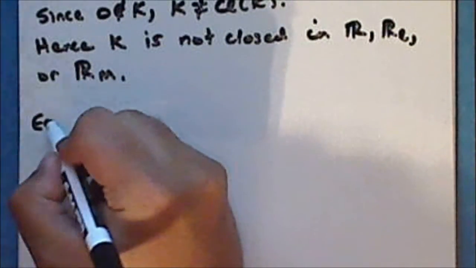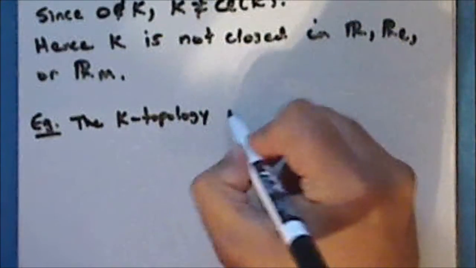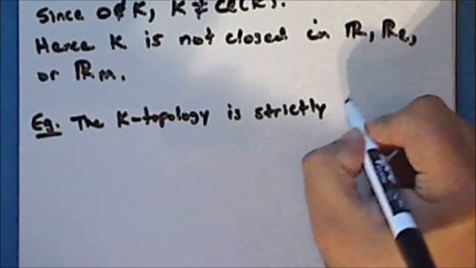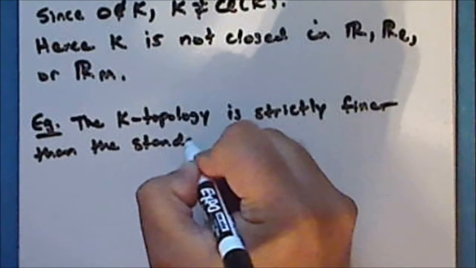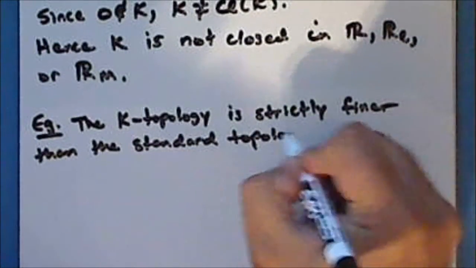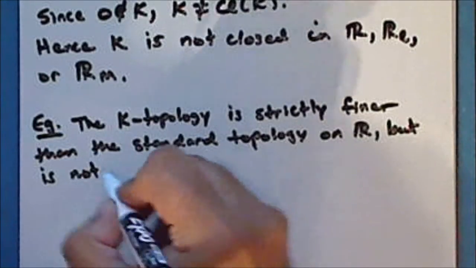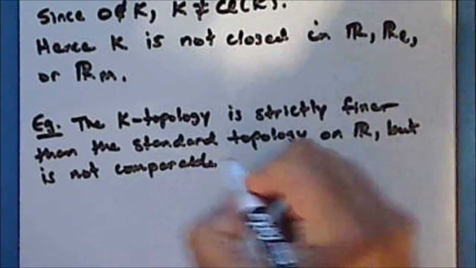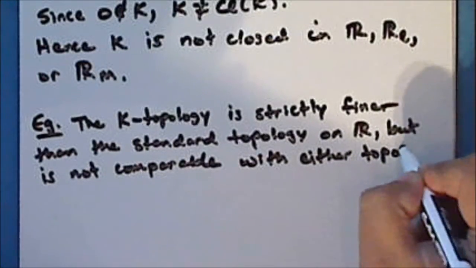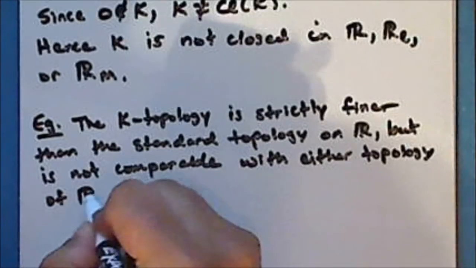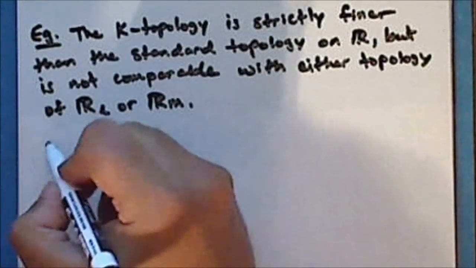Okay, so next we'll look at the final exercise from the previous lecture. We will show that the K topology is strictly finer than the standard topology on the reals, but is not comparable with either topology of the Sorgenfrey line or the Michael line. So, proof.